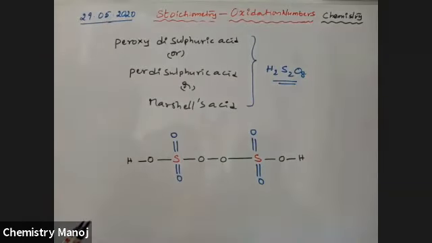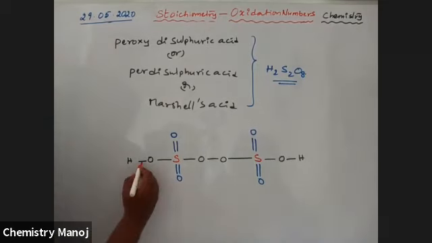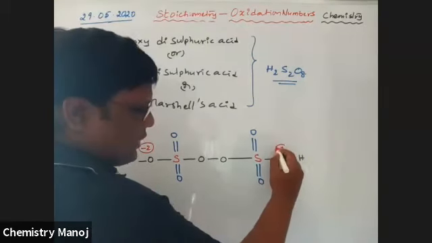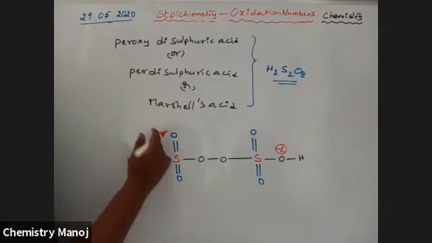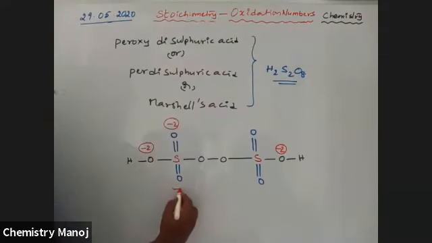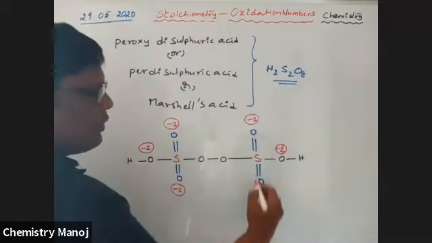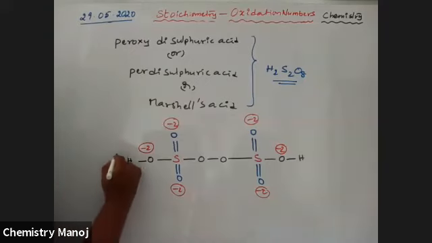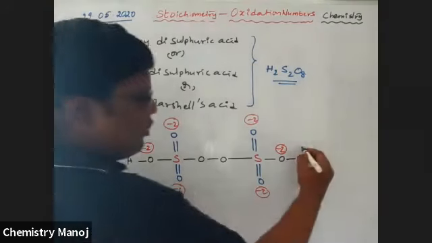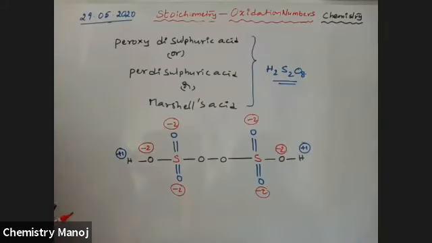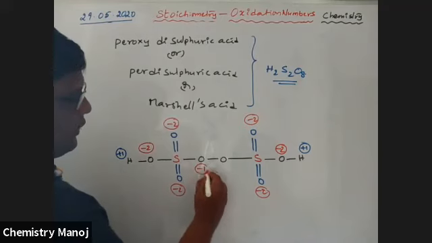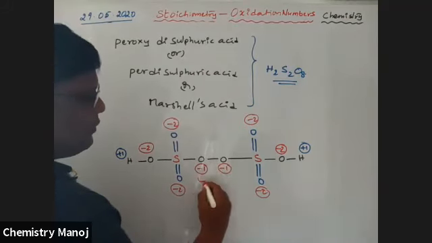Now identify the oxidation states of the oxygens. This oxygen has no O-O linkage in it, so it has minus 2. It is a double bonded O, and always it is minus 2. This is minus 2, this is minus 2, this is minus 2. Next, this hydrogen plus 1, this hydrogen plus 1. This oxygen minus 1, this oxygen minus 1.